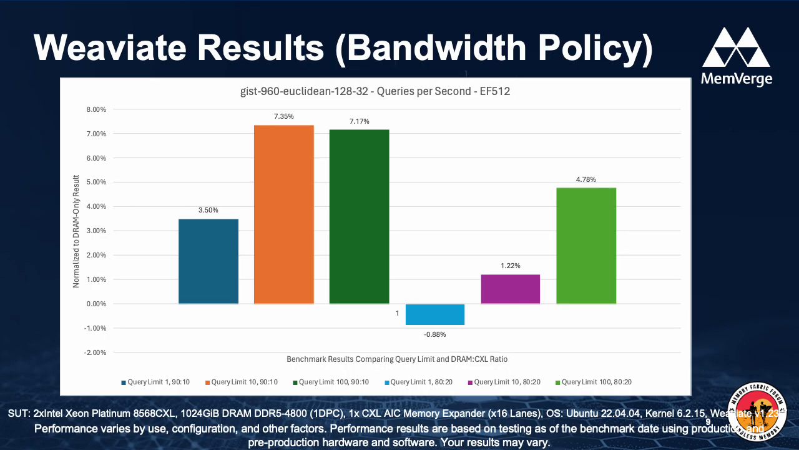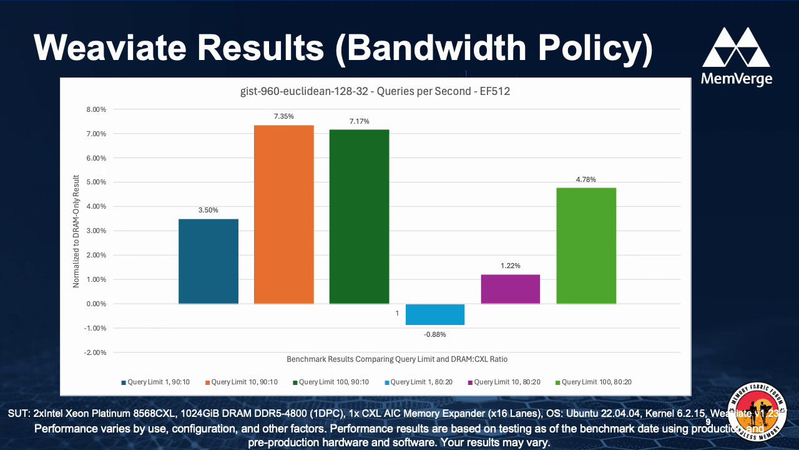So using our bandwidth policy in the memory machine, these are the results we got from Weaviate. Weaviate itself is a vector database, pretty popular out there in the AI world. We use the standard benchmark tool, I should say, that Weaviate provides us with. Now, the benchmark tool itself has, I think, 4 different major tests. I think there's SIFT, there's GLOVE, Deep Image, and GIST.